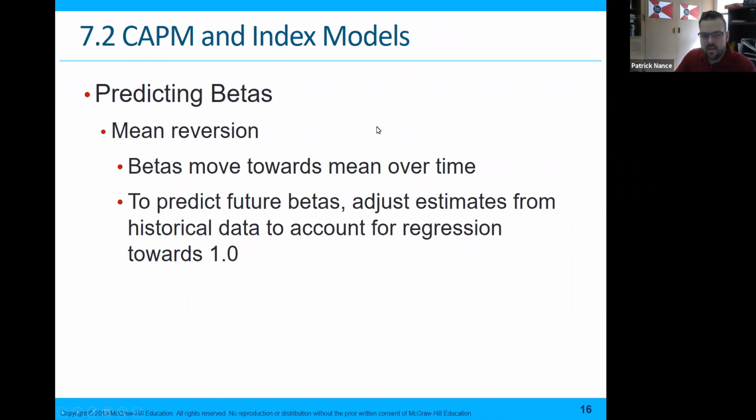All right, and then predicting betas. We do that with mean reversion, meaning that betas move towards the mean over time. While they might be a number greater than the mean to begin with, 1.0 would be the mean of betas, because if it's a beta for the index market, that means you're reacting exactly the same. So we predict future betas and adjust the estimates from historical data to account for the regression towards 1.0. 1.0 is the mean because a 1.0 beta means that it moves exactly with the expected return and exactly with generally the indexes.